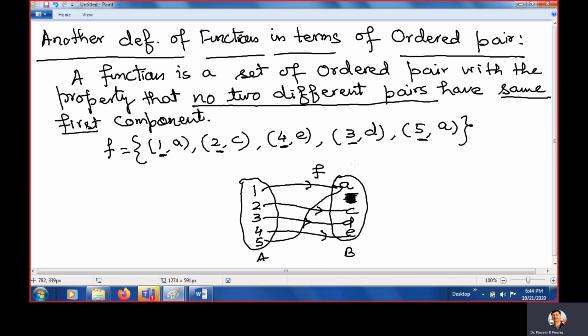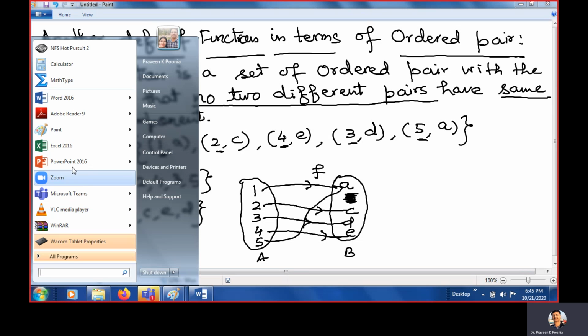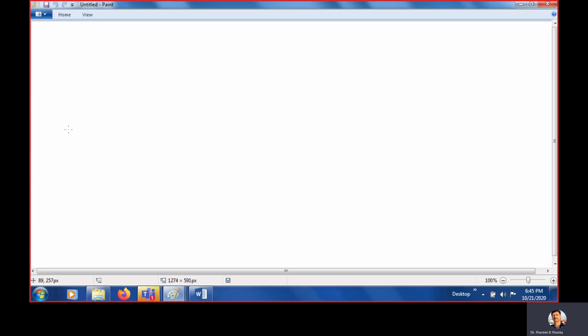Clear? So from this, what is the domain? If you write the set of ordered pairs, what is the domain? Domain is the first component: 1, 2, 4, 3, 5. This is the domain. And what is the range? Range is the second component. What is it? A, C, E, D, and A. Is this right? No, this is not right because two elements are the same. So we will not take A a second time. Every set must have different objects, different elements. Here we were getting the same A, so we remove it because we need to take A once only. So this is another definition of the function. We will solve one more question on the basis of this one.